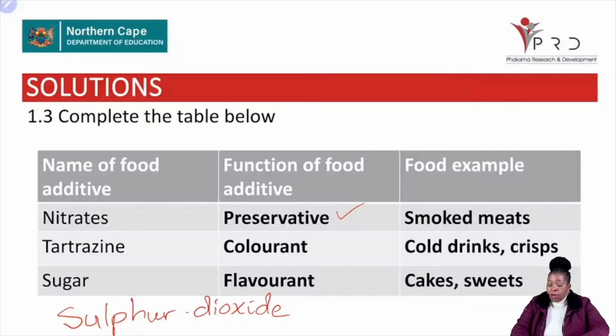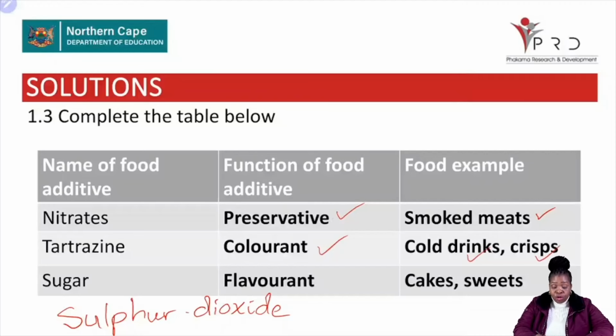Where do we find them? We find them in smoked meat, smoked salmon, polony, and all other preserved meat. And then the next one is tartrazine. Tartrazine is the most commonly used colorant, which is yellow in color. It gives the food that yellow color. Where do we find tartrazine? It is found in cold drinks and some potato chips, the dried crisp chips.